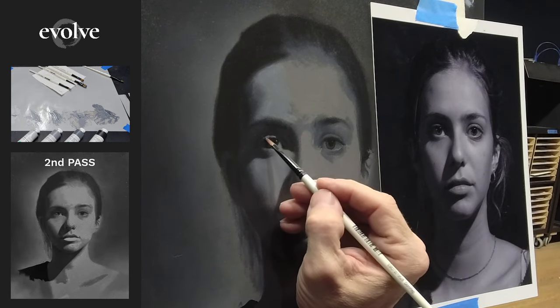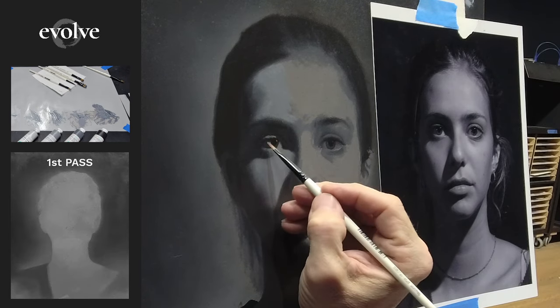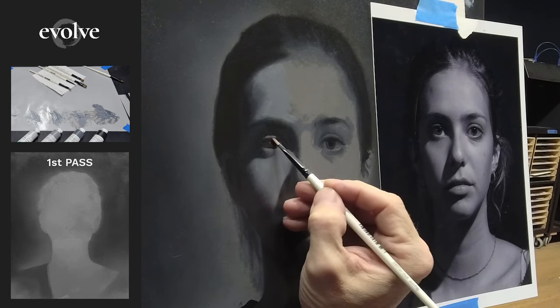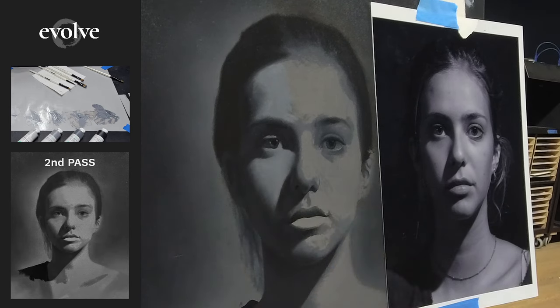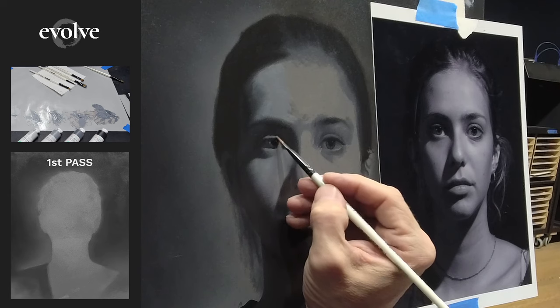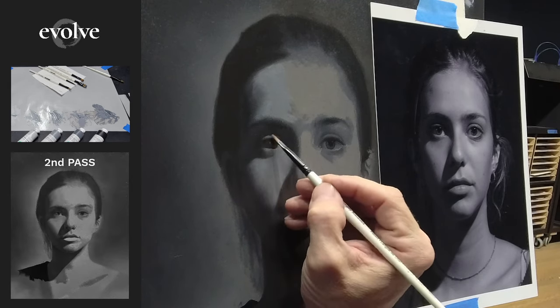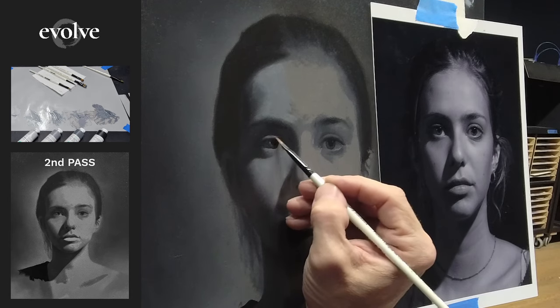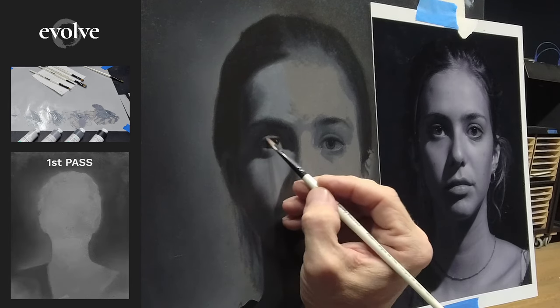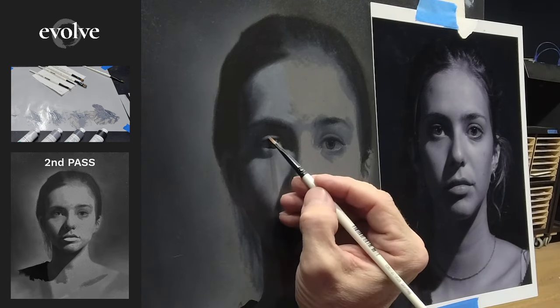Again, I put this down, and I'm going to go in and just manage my edges. Some of this is just scrubbing away. Some of it is creating gradients. Some of it I want sharp. And then it really jumps out now.